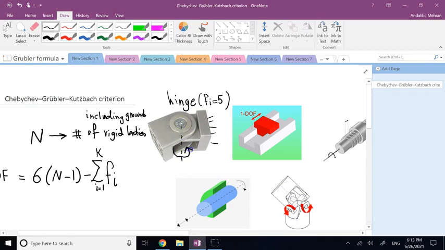It can only do a simple rotation about that axis. That's it. So it takes away 5 degrees of freedom.